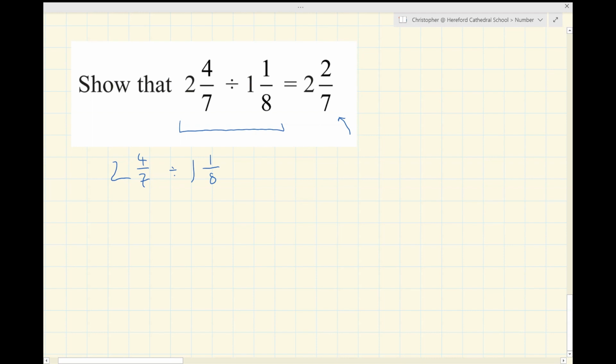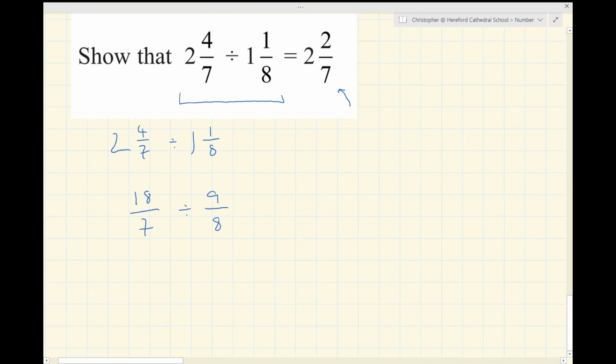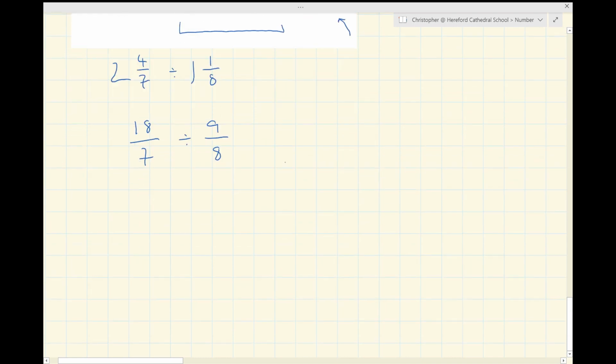Let's do the first one. 2 times 7 is 14, plus the 4 is 18 over 7. Divided by, just copying that sign, 1 times 8 is 8, plus the 1 is 9 over 8. Right, 18/7 divided by 9/8. So this is where KCF comes in. You might have learnt that.